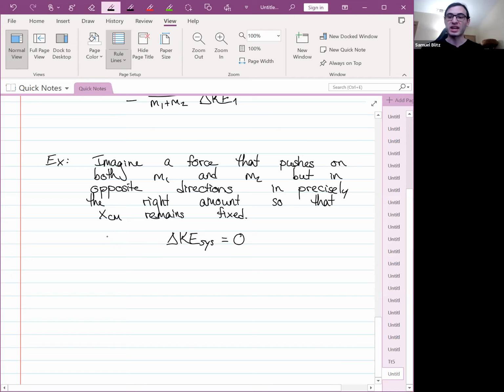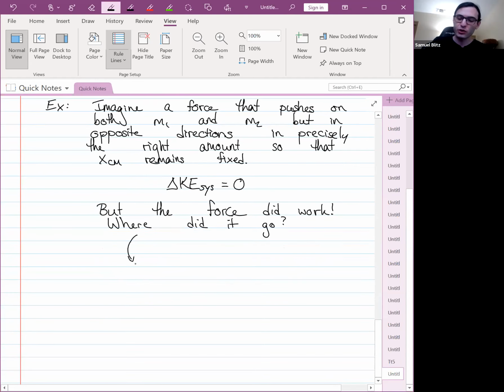But clearly, in this case, you have M1 moving from left to right and M2 moving from right to left. Clearly, there is some energy there. The forces definitely did work. So the question is, where did that work go? The place where this work mysteriously vanishes to is not actually mysterious. It goes to a place that we call internal energy.